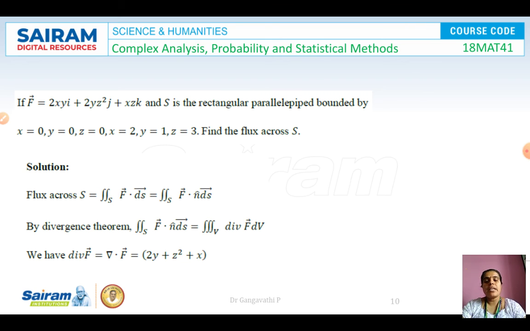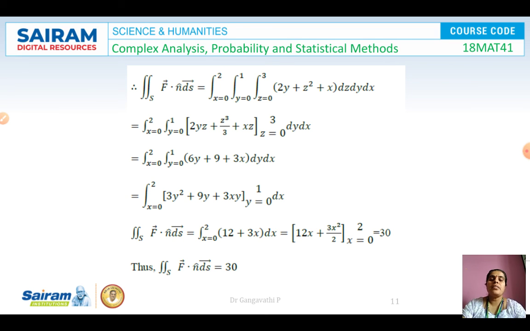So f has been given, let us find the divergence. As we know, dou f1 by dou x is 2y, and f2 is 2yz square, whose differentiation with respect to y is 2z square, and f3 is xz, whose differentiation with respect to z is x. So the divergence of f is that, and the limits have been given clearly: x varies from 0 to 2, y varies from 0 to 1, and z varies from 0 to 3. The integrand is the divergence of f, and dV is dz dy dx.